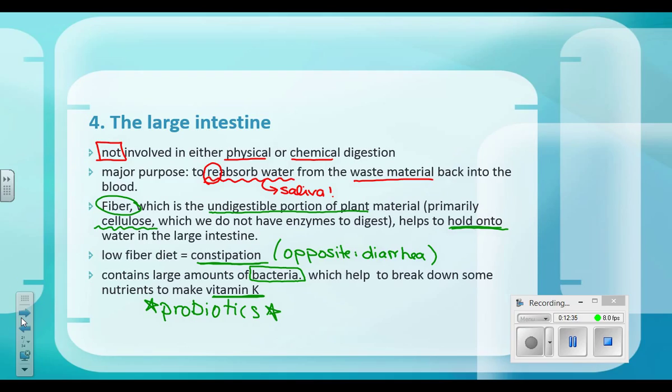So your large intestine's major purpose is to reabsorb water. Fiber is necessary to make sure that there's still enough water left in your waste so that you can pass it. And there are tons of bacteria there. Bacteria produce gas as a byproduct, so this would be the source of some of the gas that leaves your digestive system.